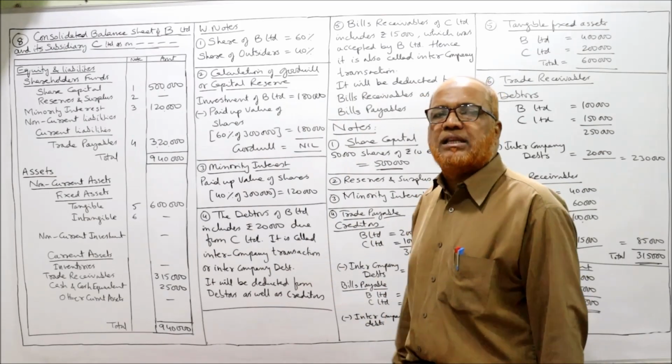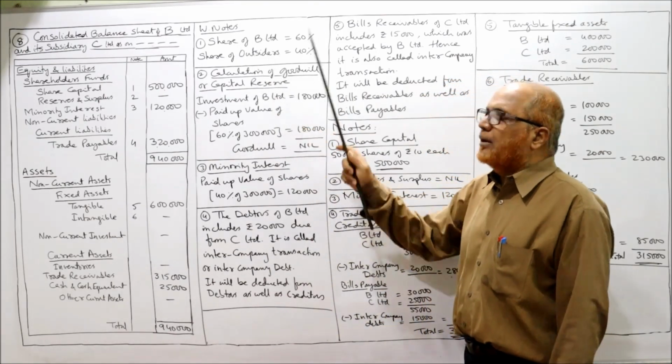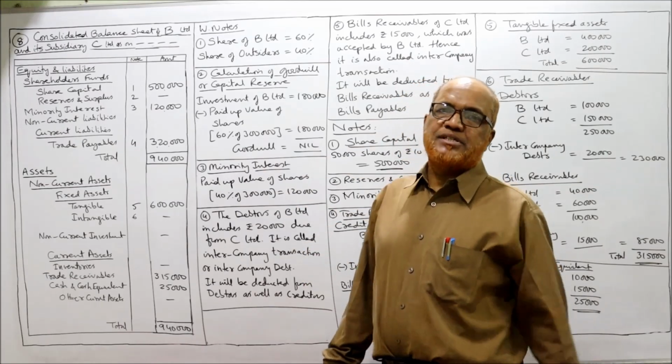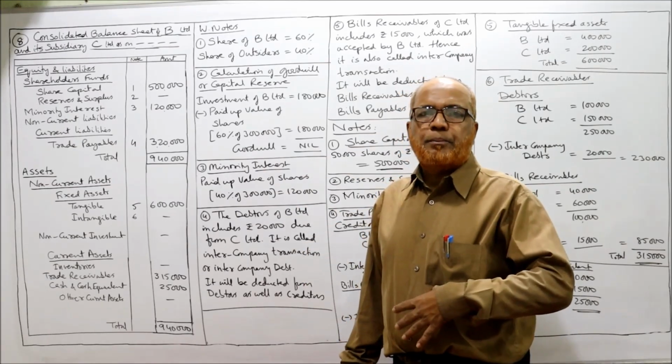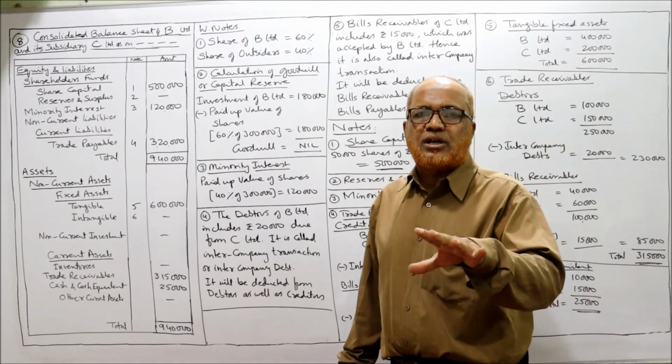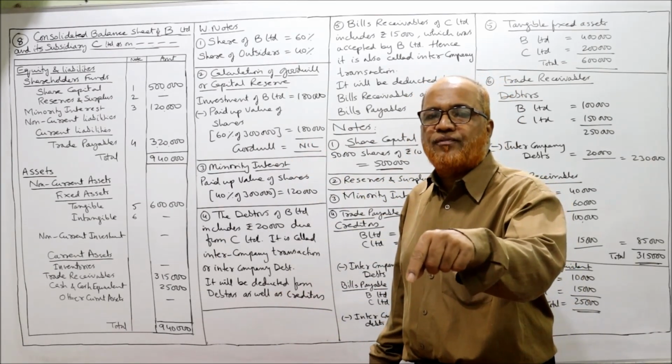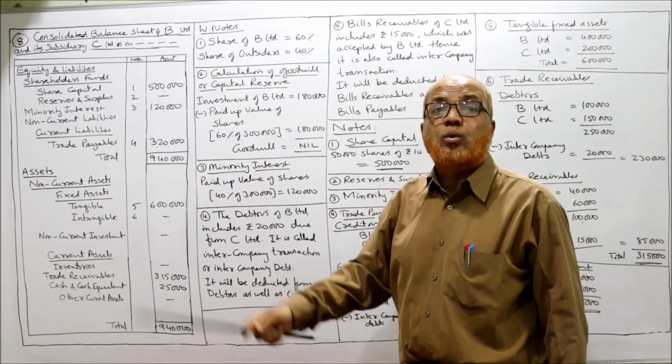First of all, we will calculate the working note. Share of B Limited. How much share is B Limited holding in C Limited? 60%. B Limited purchased 60% of shares of C Limited, whereas 40% shares of C Limited are held by outsiders.